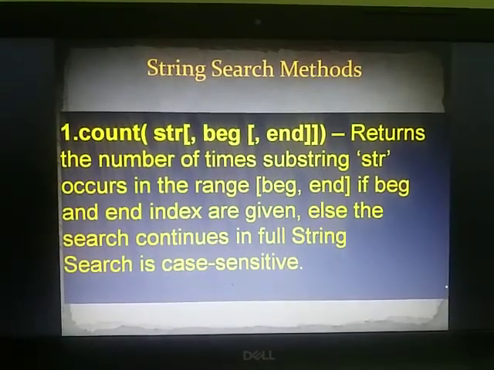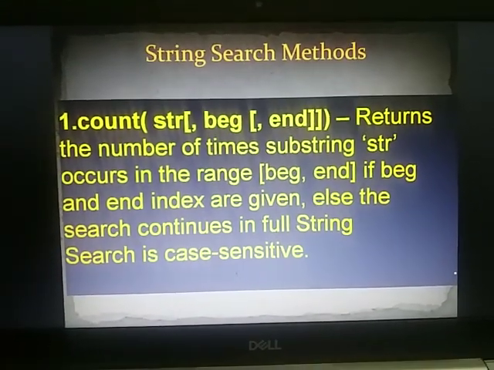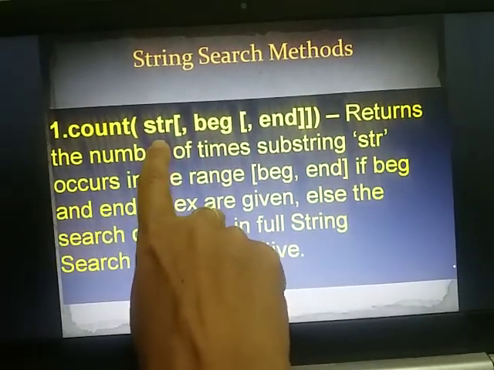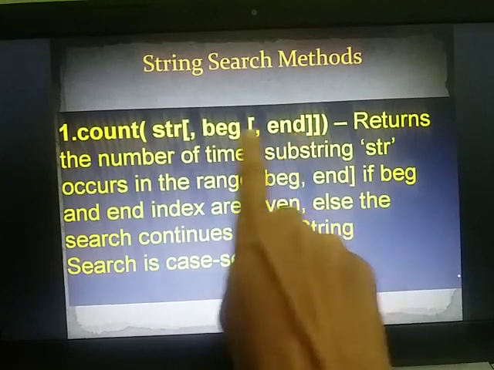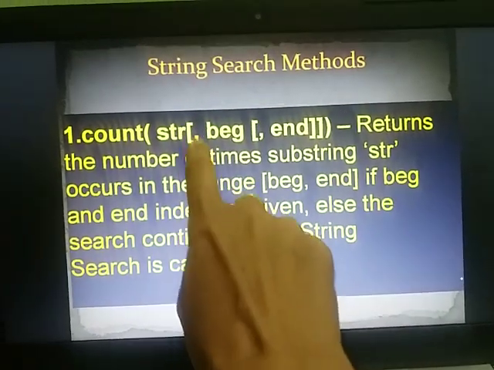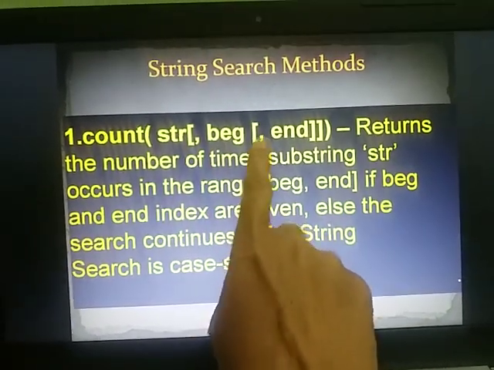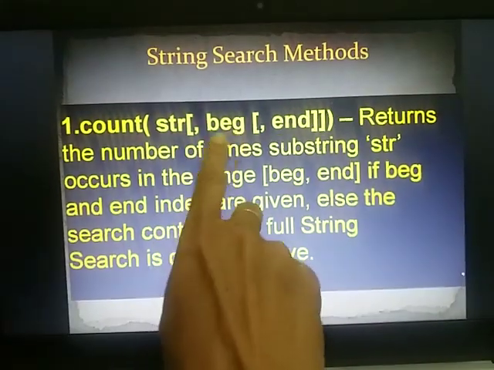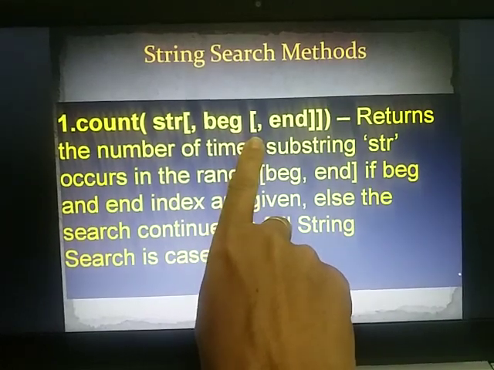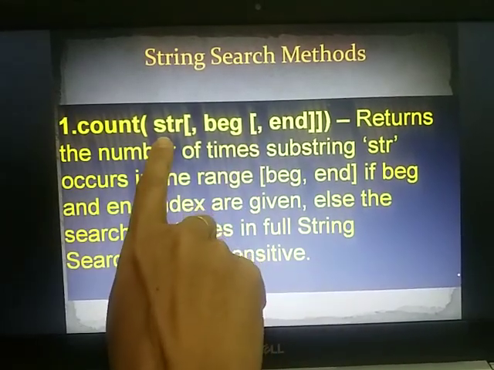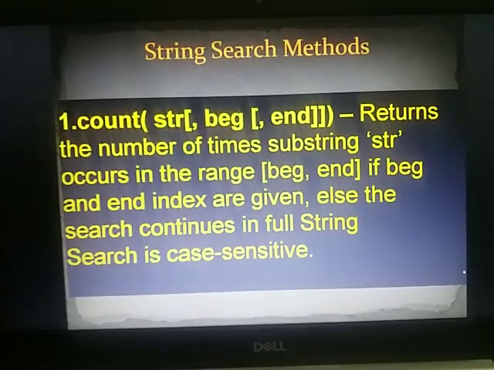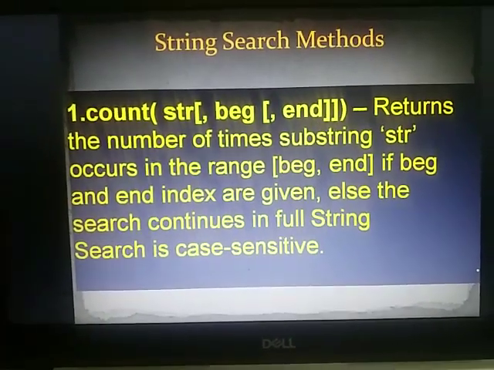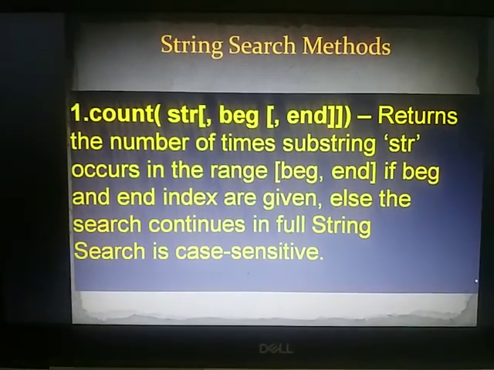Now the searching methods, these are the searching methods. It is count, and then you have to give the variable name, then beginning index number, ending index number. You can see that these are optional marks, so it is optional, not compulsory. When we are using this sign, it indicates that these are optional, but this is a compulsory argument. It returns the number of times a substring occurs in a range. It is case sensitive.